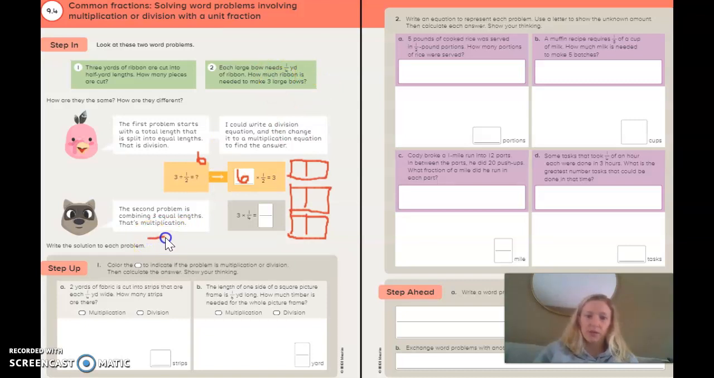Okay, so here is 1/4. Here is 1/4. And here is 1/4. Okay, so now you know you're multiplying 3 times 1/4, which is the same thing as doing 1/4 plus 1/4 plus 1/4. Okay, I know when I'm multiplying fractions, I can just multiply straight across. 3 times 1 is 3. 1 times 4 is 4.